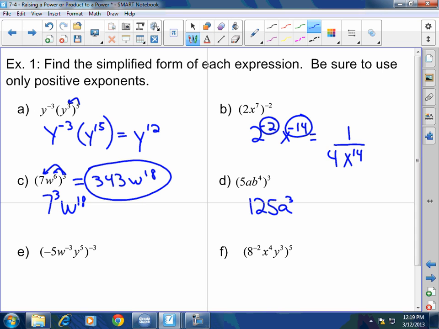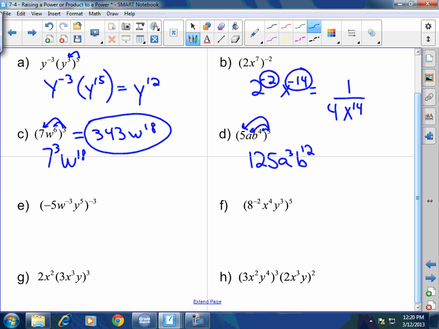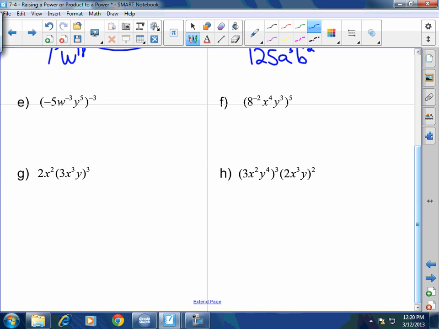125a cubed, b to the 12th. Fantastic. Because I have to distribute that cube to the 5, which has an exponent of 1, to the a, which has an exponent of 1, and to the b, that has an exponent of 4. You distribute the outside exponent to every single exponent inside of the parentheses. Excellent. Next, we got here for E.